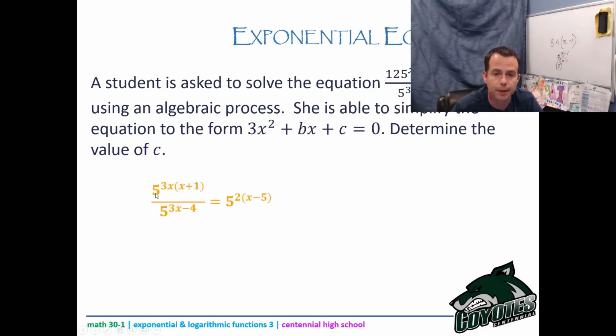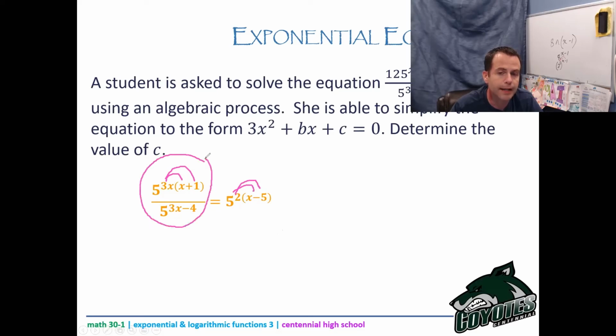I've changed my 125 to 5 to the 3, so I've got 5 to the 3x times x plus 1. I've got 5 to the 3x minus 4 on the bottom, and I've got 5 squared to the x minus 5. Now, these guys will get distributed, 3 times x and 3 times 1, 2 times x and 2 times negative 5. The other thing I have to look at is here, I'm dividing powers of the same base. If I'm dividing powers of the same base, I subtract the exponents.